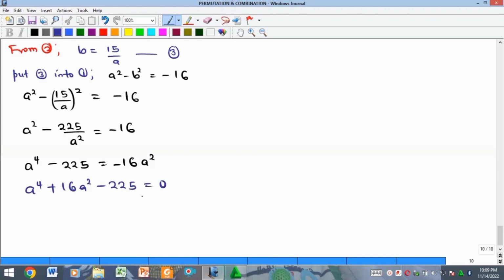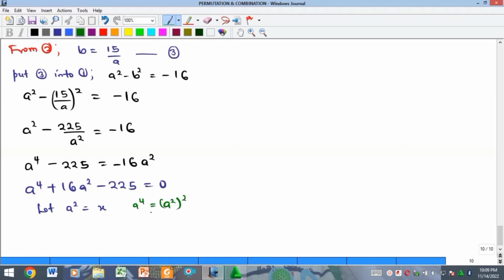0. Okay, so at this point now, I can change this to become a quadratic equation in such a way that I can say let my a squared become equal to x. If that happens, what it means is that my a raised to power 4 is the same thing as a squared all squared.